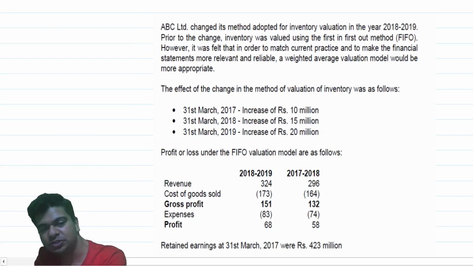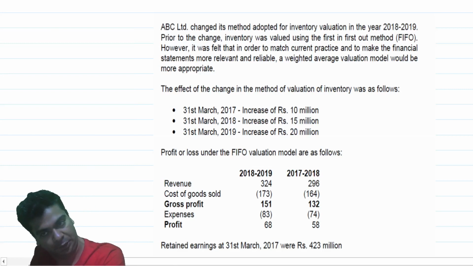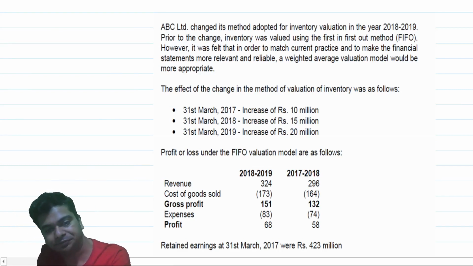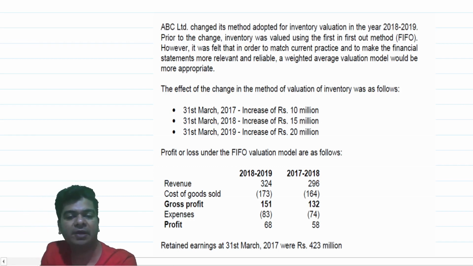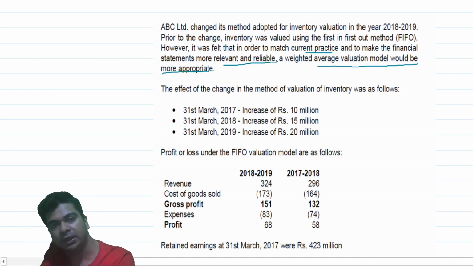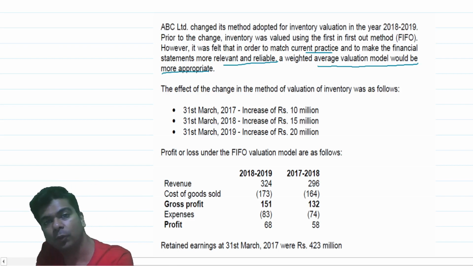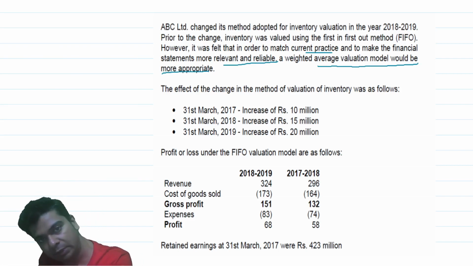ABC Limited changed its method adopted for inventory valuation in the year 2018-19. Prior to the change, inventory was valued using the first in, first out method. However, it was felt that in order to match the current practice and to make the financial statements more relevant and reliable, a weighted average valuation model would be more appropriate. You are changing the method of valuing your inventory. The method for valuation of inventory is understood as an accounting policy.